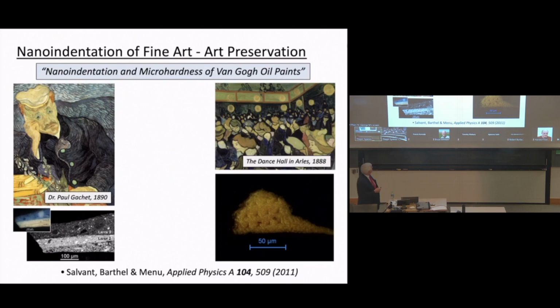There has been nanoindentation of Van Gogh oil paintings, and that has helped some of the conservators to better preserve some of these paintings. And don't ask me exactly how that all works, but they've done that.